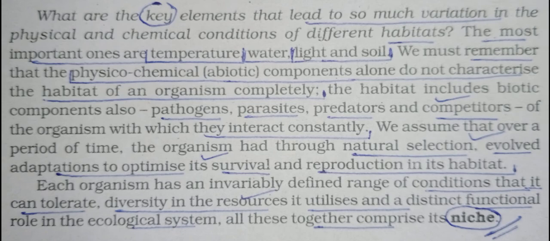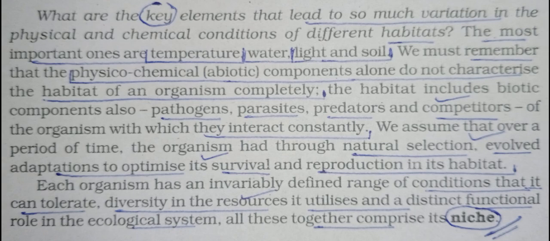We must remember that the physico-chemical components alone do not characterize the habitat of an organism completely, but habitat also includes biotic components like, underline, pathogen, parasite, predators, and competitors of the organisms with which they interact constantly. We assume that over a period of time, the organism had through natural selection evolved adaptation to optimize its survival and reproduction in its habitat.